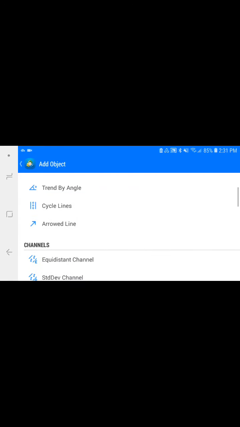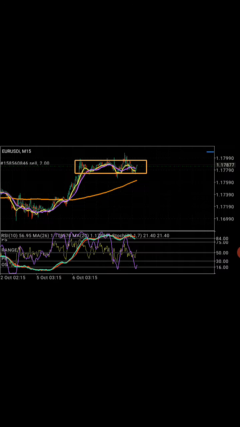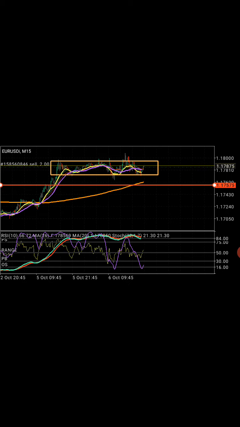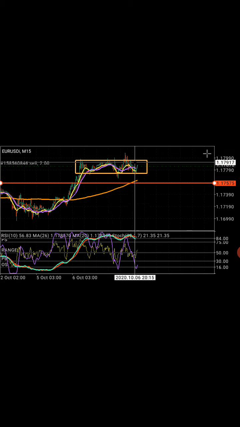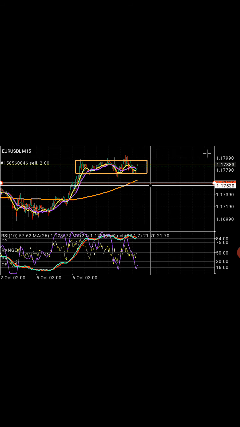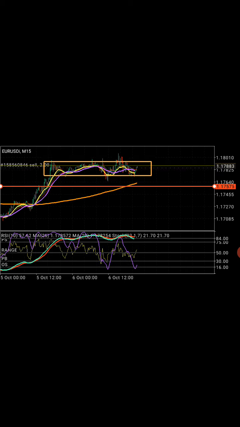Zone. We want the horizontal line, and I think that is a good zone right there. I think that is a good zone for take profit, and I think price is going to, like I said, try to touch this line here before coming back down. All right, price is easily in the uptrend.